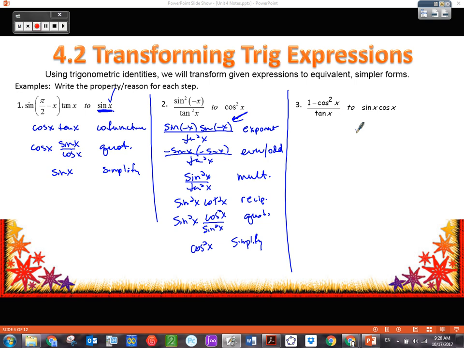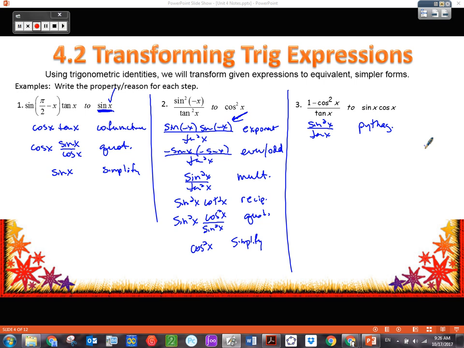Okay, so I'm going to work on the subtraction first because 1 minus cosine squared, hopefully by now that should be like a neon sign to you, I'm hoping, right? That's Pythagorean theorem. 1 minus cosine squared is sine squared. So I'm going to go ahead and get rid of the subtraction first. So let's turn that to sine squared over tangent, and that is Pythag. Okay, great.